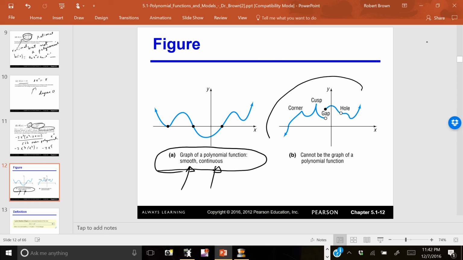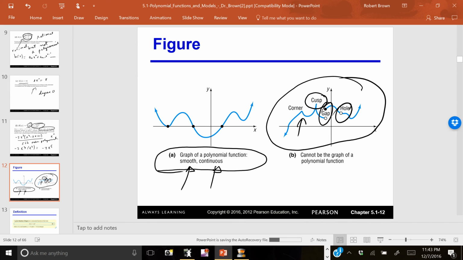If the function is not smooth, in fact, suppose it has a corner, a sharp corner, or a cusp, or a very pointed edge, or if it has a gap in the function, or a jump from one point to the next and is not connected, or if there is a hole in the function, where a point does not exist in the function, then it cannot be the graph of a polynomial function.